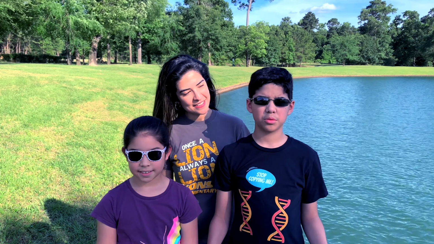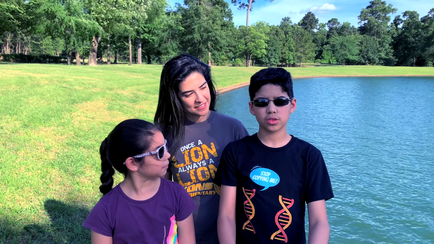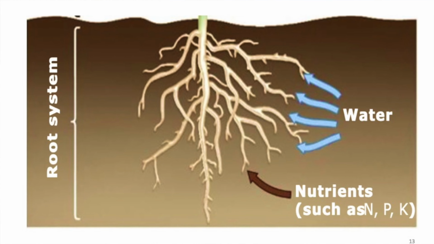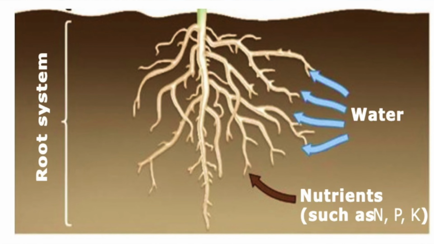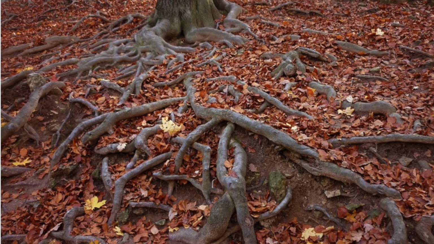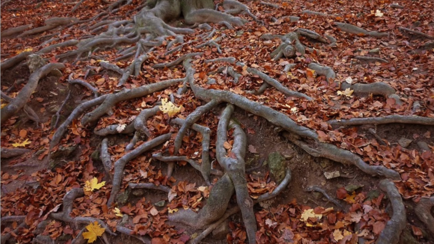All plants have roots. The roots grow down into the soil. The roots absorb water and nutrients from the soil. Water can enter the plant only through the roots. Roots also provide a good grip to the plant so that it can stay firmly in the ground.